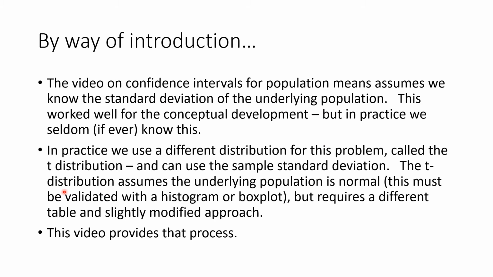The t-distribution assumes that the underlying population is normal, and this must be validated with a histogram or box plot, but requires a different table and a slightly modified approach, but you will see a lot of similarity to the approach too. So this video provides that process. In other words, this video provides the rest of the story.